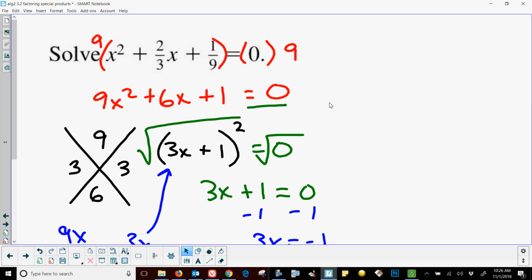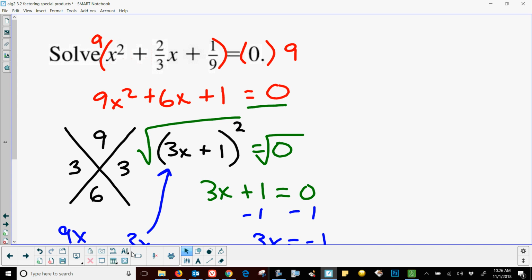Now on this one, we had fractions. Fractions are not a big deal as long as you know how to get rid of them. So it took us a while to figure out why we chose 9 to multiply both sides, because this is just an equation. I got something equals 0. Well, remember with equations, I can do whatever I want to one side, provided I do it to the other. So I have 9 times x squared. 9 times 2/3 x, and 2/3 of 9 is 6. 9 times 1/9 is 1, and 9 times 0 is still 0.